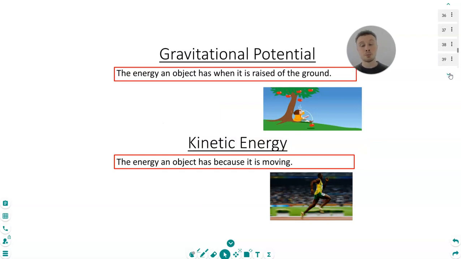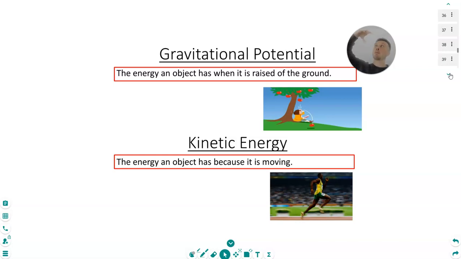We have gravitational potential. Now the potentials are quite tricky. The potential is the energy of an object when it is raised off the ground. So let's picture an apple, right? It's sitting at the top of a tree and it's not falling yet, and it's sitting there with a bunch of gravitational potential. Now we'll quickly look at kinetic energy, and this is the energy of an object because it's moving. So if an object is moving, it has a kinetic energy.